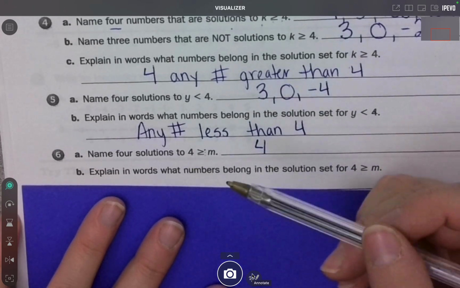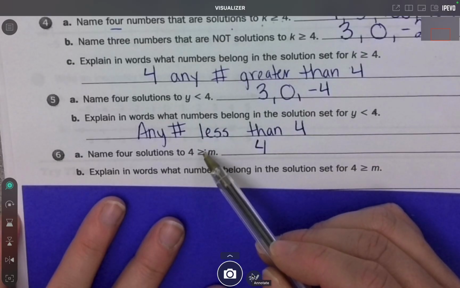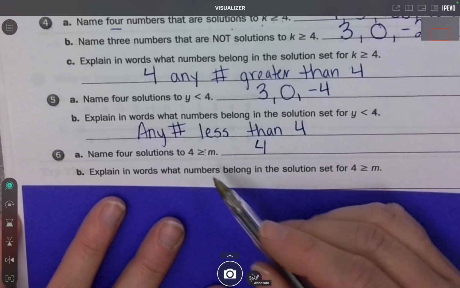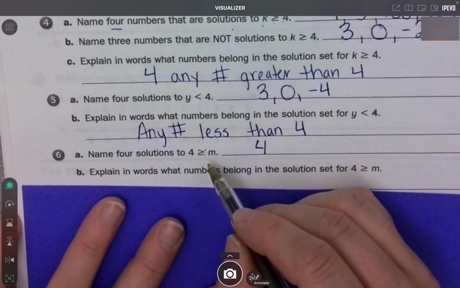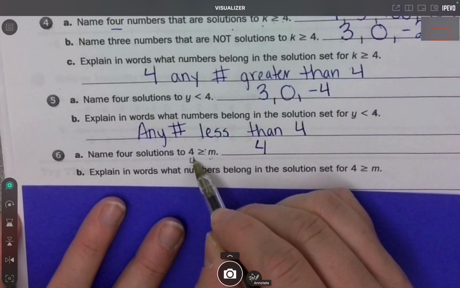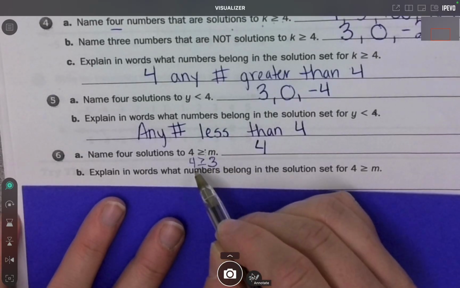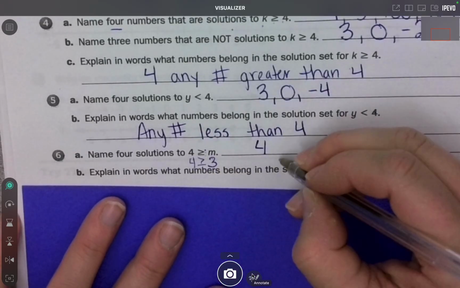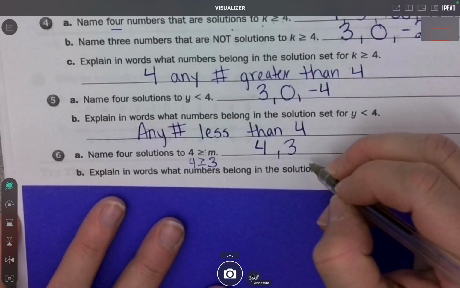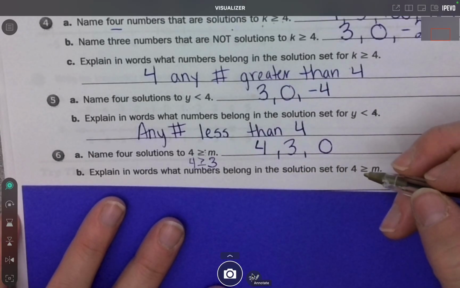Let's pick up where we left off. So 4 has to be greater than or equal to m. So it could be 4, all right? So then we got to think, what could we plug in here that would make this true? 4 is greater than or equal to 4, which is correct. What about 3? Is 4 greater than or equal to 3? Yes, it is. Okay. Is 4 greater than or equal to 0? Yes, it is.